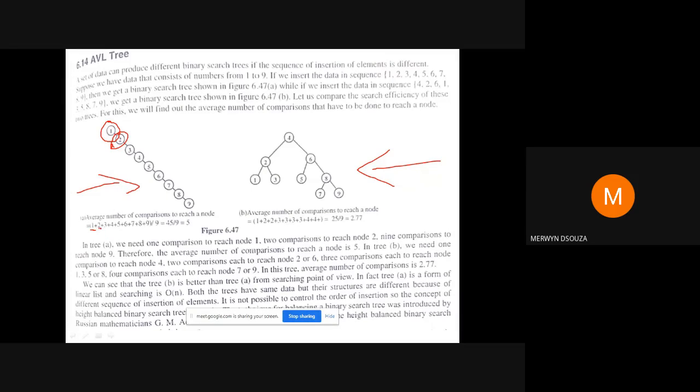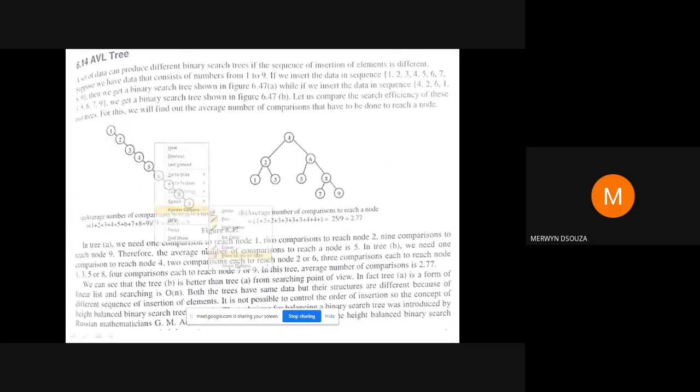So you require 2 comparisons, and so on. Each node here, that many number of comparisons are required. So to reach node 9, you will do 9 comparisons. First you will compare whether 9 is here, then whether 9 is here, and so on, and you keep comparing till you reach here. So you will do 9 comparisons.